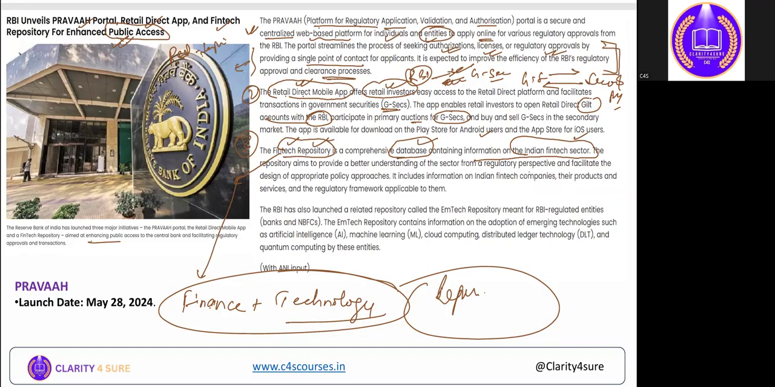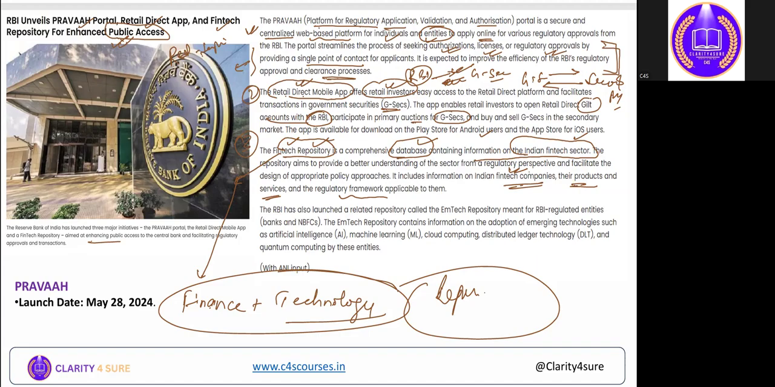So it aims to facilitate the users actually, so that they can establish a better interface and they can understand the regulatory perspectives and how the fintech industry in our country actually works, right? It includes the information of Indian fintech companies, their products, and the services provided by Indian fintech companies, and the regulatory framework applicable to such fintech industries.